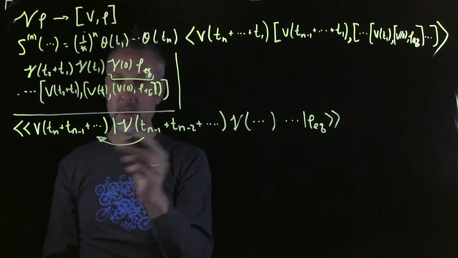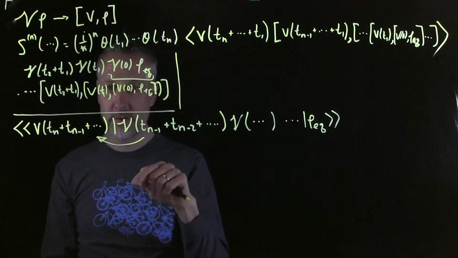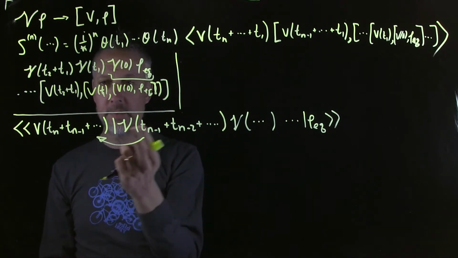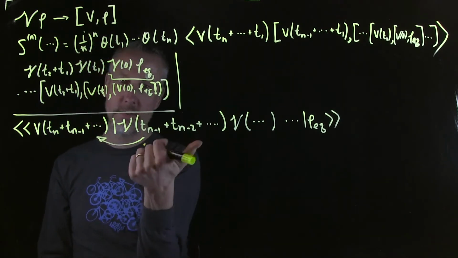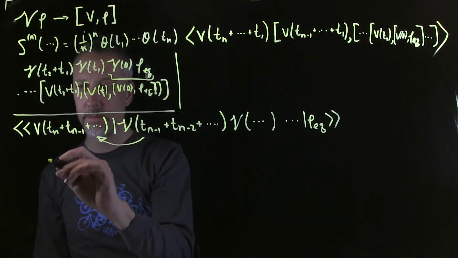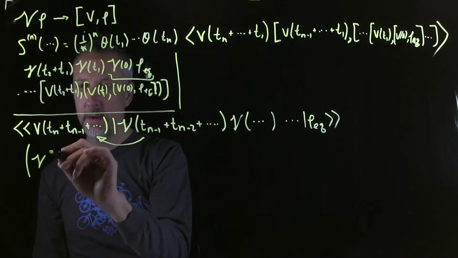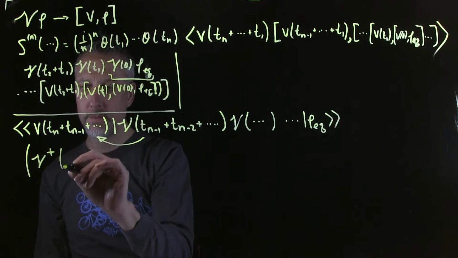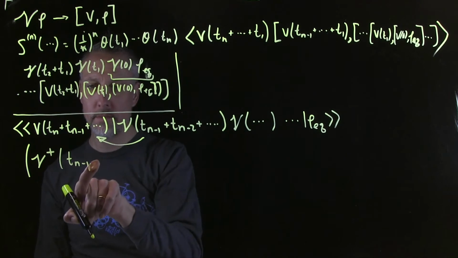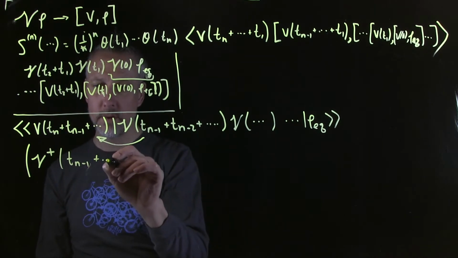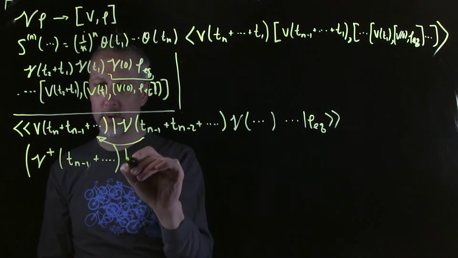So the way we go to the left is the way we always go to the left, which is we go to the right and we take the adjoint of that. So to make the same thing that would be going to the left, we would take the adjoint of this, and that's going to make it go to the right. Okay, so the way we do that is we write V dagger tau n minus 1, right, plus all these things. And then this is operating on V to the right.